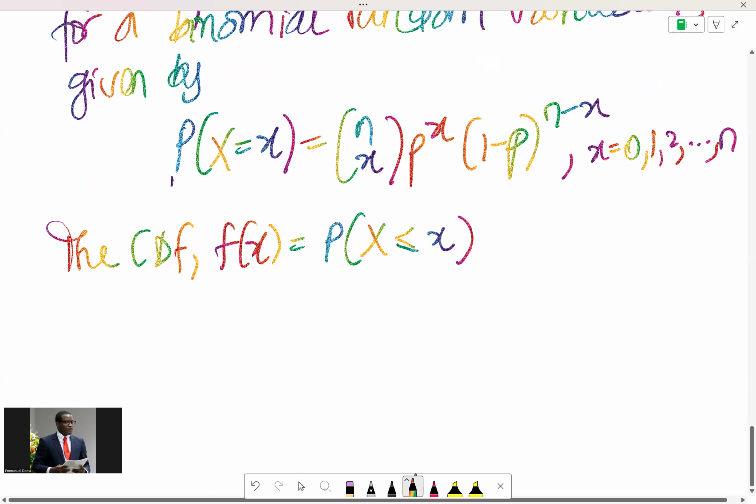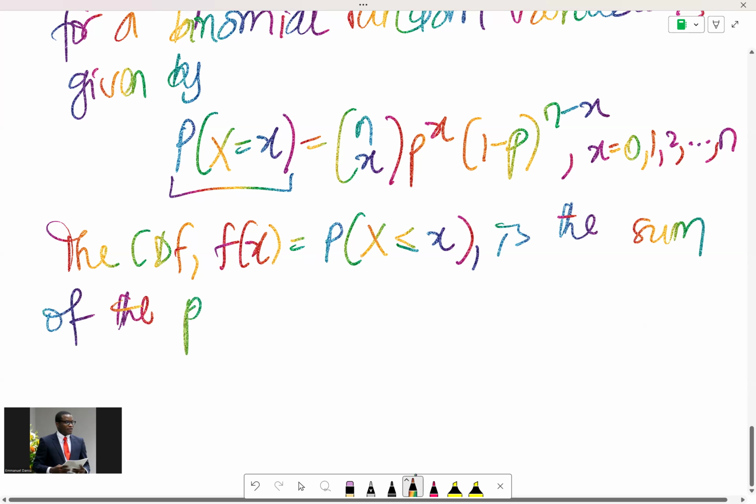So you can see here that this is the probability of a specific point x, right? But cumulative is talking about the probability of x less than or equal to x. That means you have a range of values up to a particular point x, right? So the CDF F of x equals P of X less than or equal to x is the sum of the probabilities up to x.